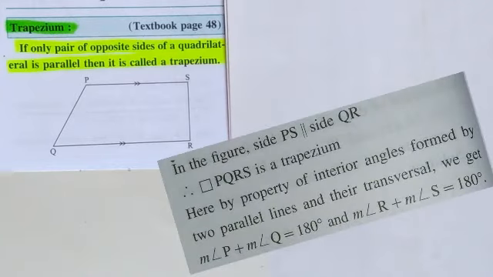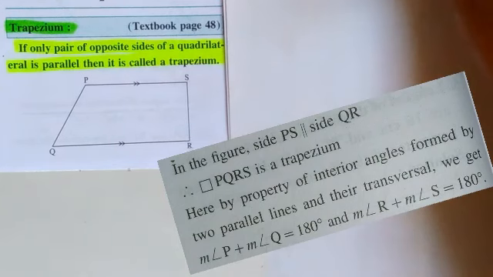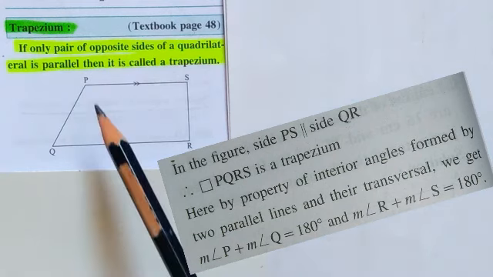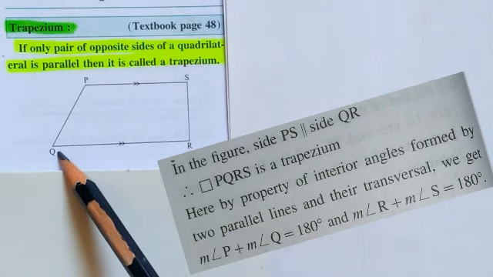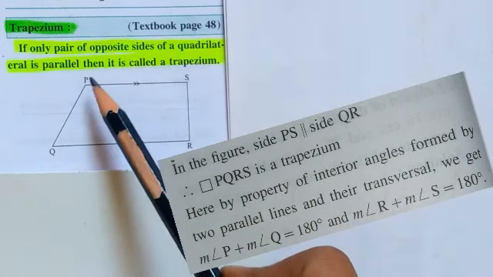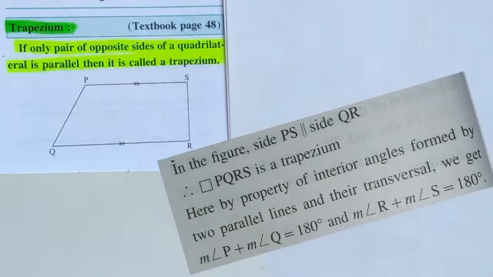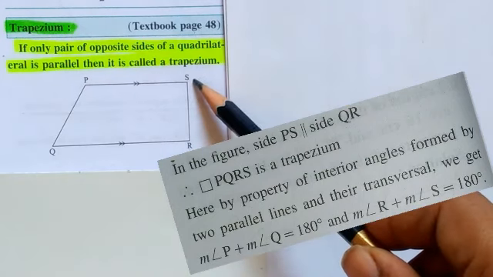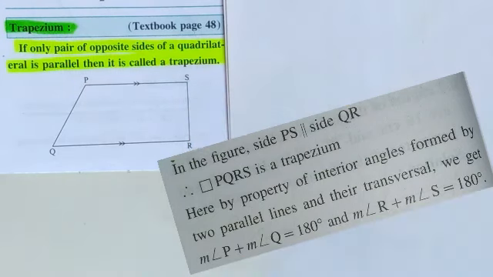Its property is that the interior angles are formed by the two parallel lines and their transversal. Due to that, the measurement of angle P plus measurement of angle Q, the addition of these two angles, is 180 degrees, and the measurement of angle R plus measurement of angle S, the addition of these two angles, is 180 degrees. So take the screenshot and write it in your notebook.